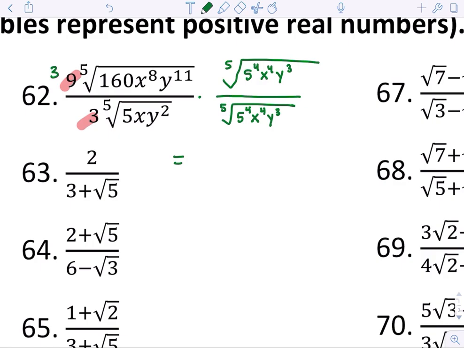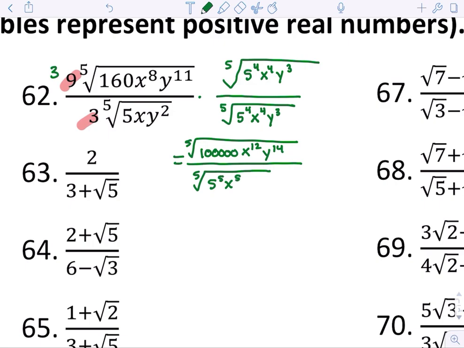Now let's multiply the tops together. So 5 times 5 times 5 times 5 times all of that. Ooh, a nice 100,000. 5th root. x to the 8th times x to the 4th is x to the 12th, and y to the 11th times y to the 3rd is y to the 14th. All over 5th root of 5 times 5 to the 4th, x times x to the 4th, y squared times y to the 3rd, which gives 5, x, and y.